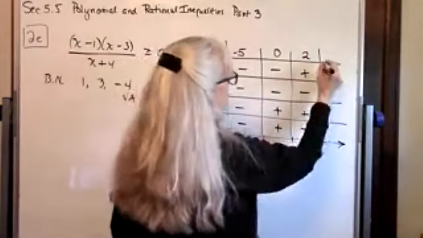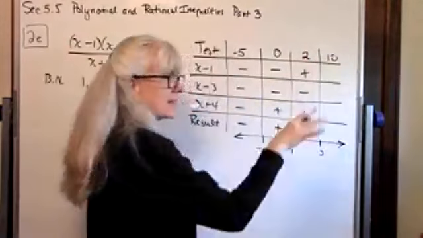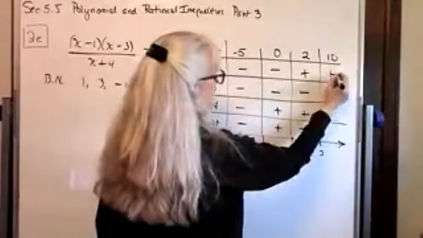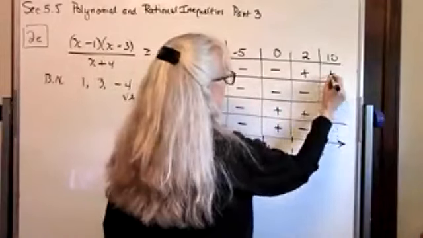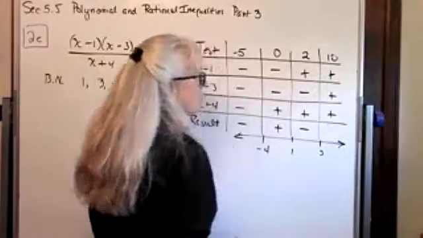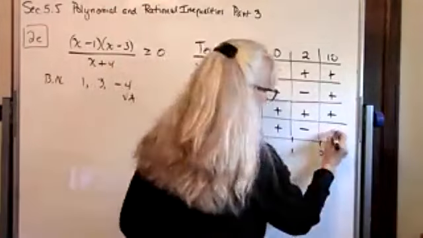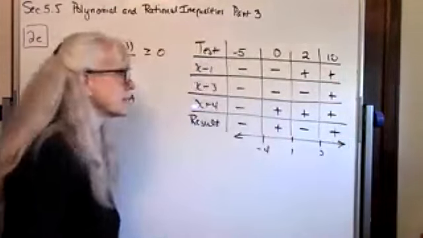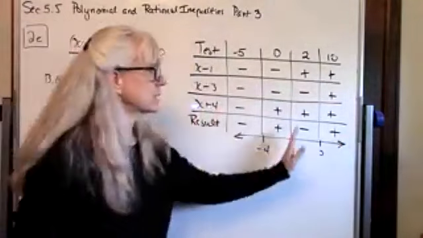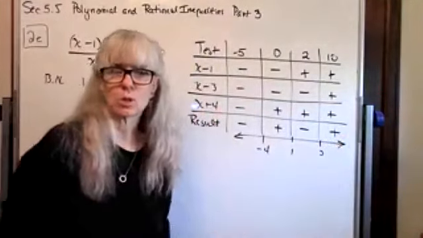Larger than 3, let's use 10 just to show you can use anything out there. 10 minus 1 is positive. 10 minus 3 is positive. And 10 plus 4 is positive. And the net result when you're multiplying or dividing 3 positives is a positive. There it is. There's our sign chart. Again, I'm expecting that alternating sign at the end because we don't have any multiplicity issues.